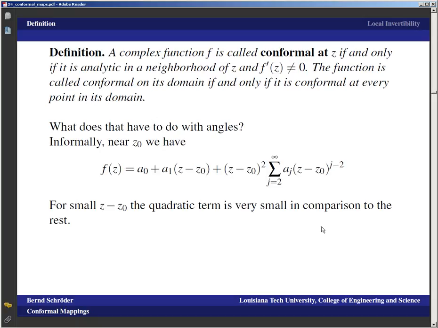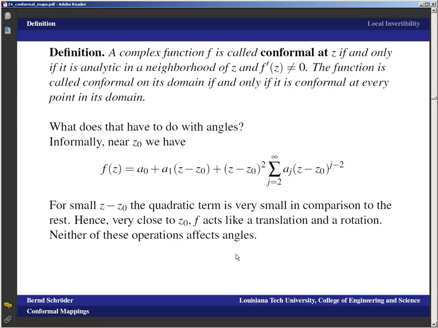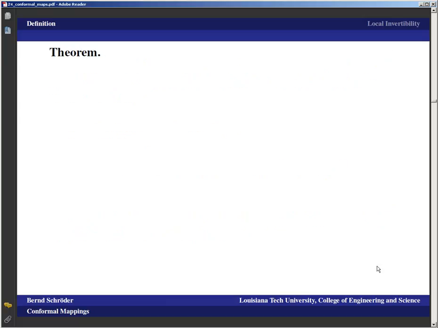Okay, so it's very small in comparison to the rest, and in engineering or science, if something is very small in comparison to the rest, you often just drop it. And if you do that, then very close to the point z0 where we expanded it, the function f acts like a translation and a rotation. And of course, these operations don't affect angles. And well, that is a nice geometric argument.